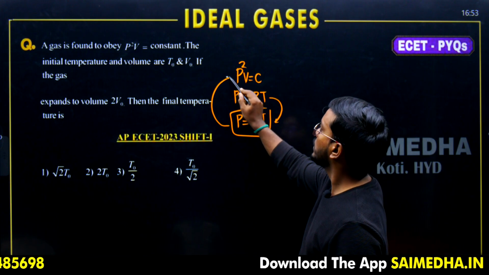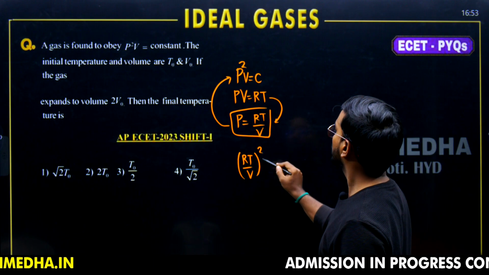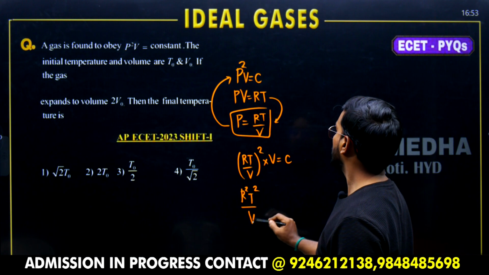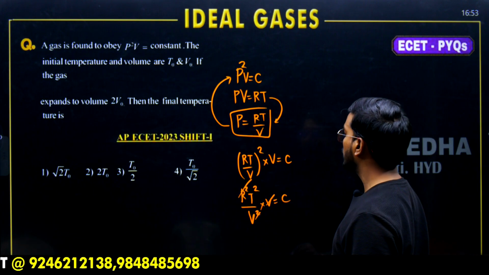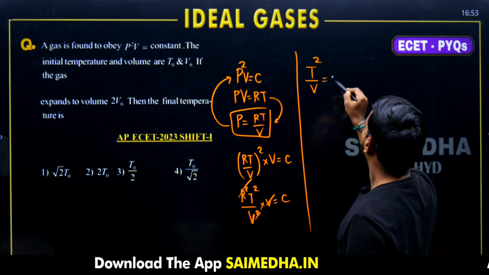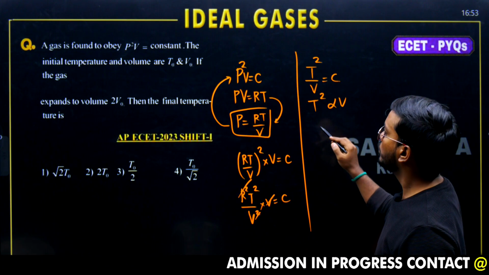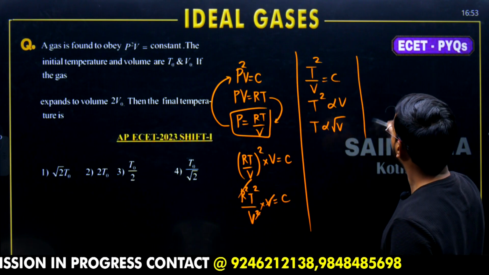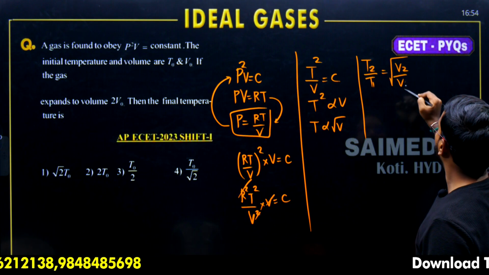Now we substitute this equation in the first one. So (RT by V) whole square times V is equals to constant. R square T square by V square into V is equals to constant. R square is a constant, V gets cancelled. So T square is directly proportional to volume. So T is directly proportional to root V. So T2 divided by T1 is equals to root of V2 divided by V1.